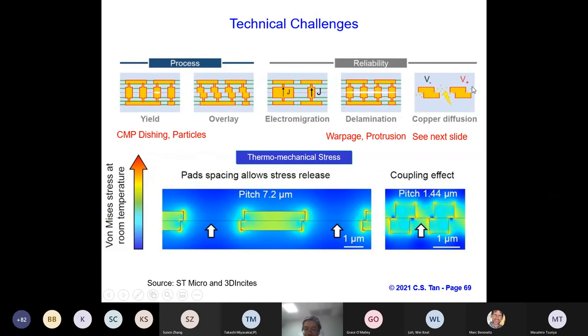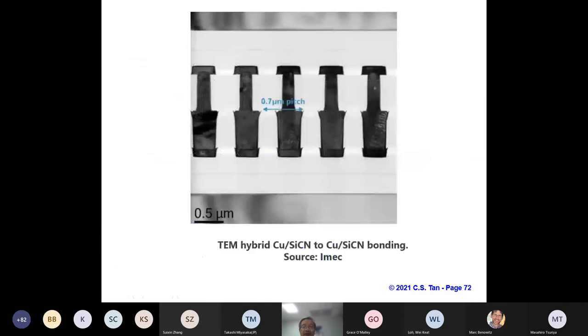Now the other issue that I mentioned earlier is that copper might actually diffuse into your dielectric and therefore get into your active circuitry. This is one published data from imec, and I think there are two pieces of information in this plot. First, they managed to show that with hybrid bonding you can go all the way down to submicron pitch. That is very encouraging. And secondly, to overcome the copper diffusion issues, they have used SiCN as the dielectric, because SiCN can serve to a certain extent as a barrier for copper.